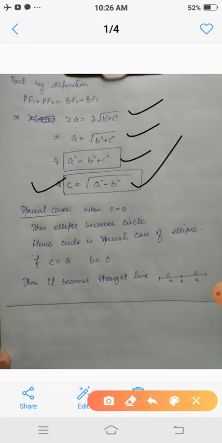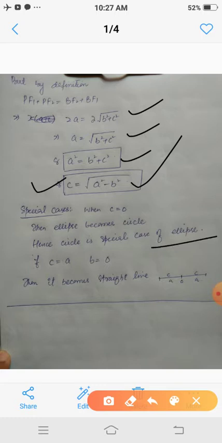Now we will discuss the special cases. If C is 0, where C is the distance of one focal point from the center, this means that the two foci, F1 and F2, will merge or coincide with the center. Hence when C is 0, the major axis equals the minor axis, and we simply get a circle. So a circle is a special case of an ellipse.